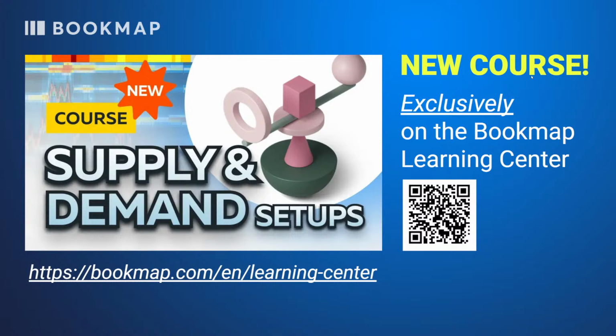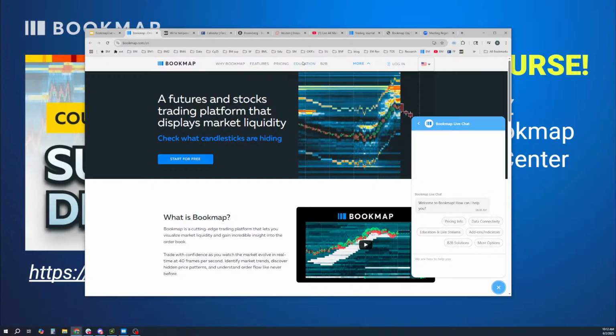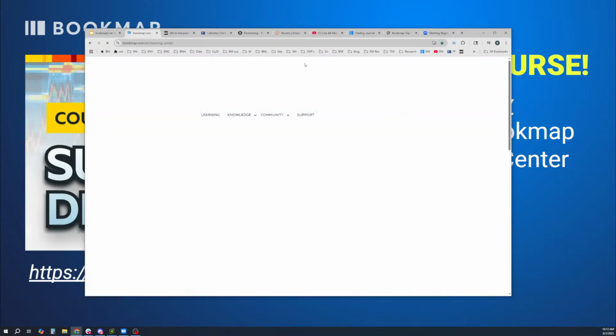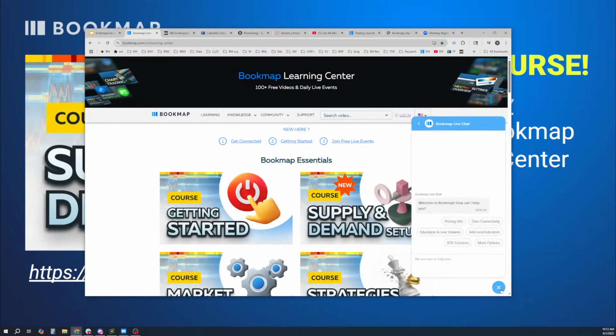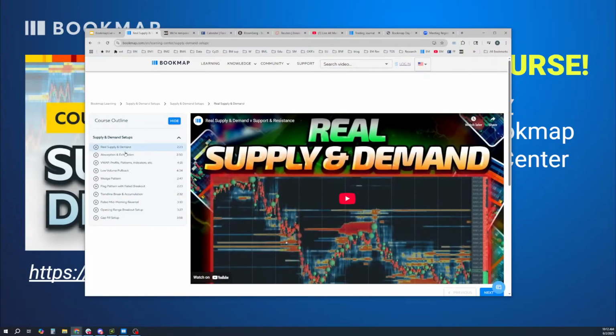We'll also continue to cover our new supply and demand setups course. It is on the Bookmap Learning Center. It is exclusive to the Bookmap Learning Center. Okay, so how do you get there? It's really easy. So just go to bookmap.com, and then on the education tab up here, click on that. And that'll take you to the Bookmap Learning Center. And then here, just click on the course, and you'll see 10 setups in here that we go through during these live webinars, in fact.